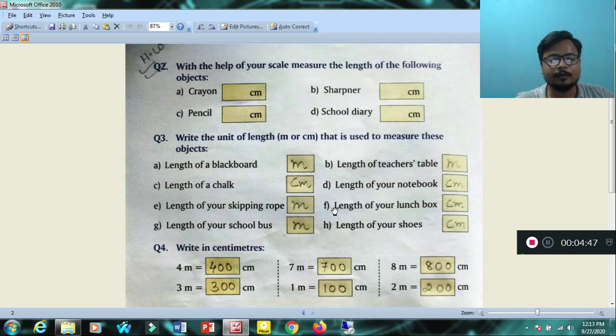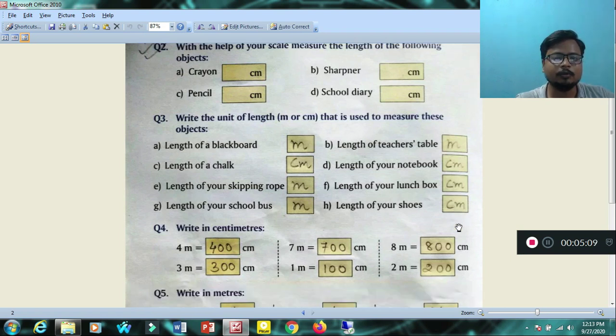Now number F, length of your lunch box, you can measure it with the help of centimeter, okay. Now number G, length of your school bus. You can measure it with the help of unit meter. Number H. Length of your shoes. It can be measured in cm. Okay. So in this way you have to solve question number 3.